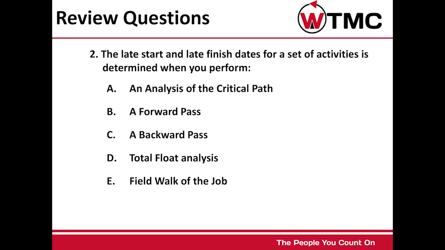Review question number 2. The late start and late finish dates for a set of activities is determined when you perform A. An analysis of the critical path, B. A forward pass, C. A backward pass, D. Total float analysis, or E. Field walk of the job. If you answered C. A backward pass, you are correct.